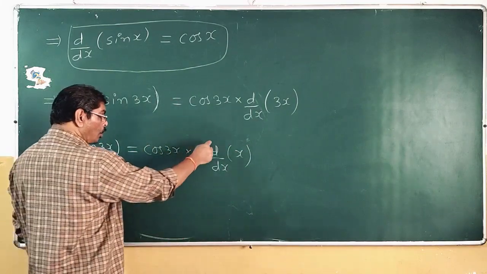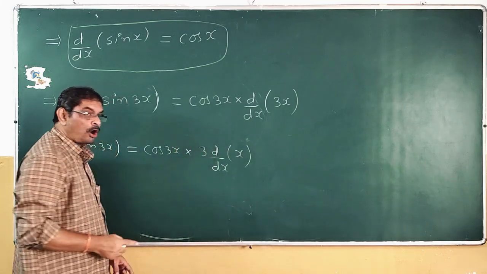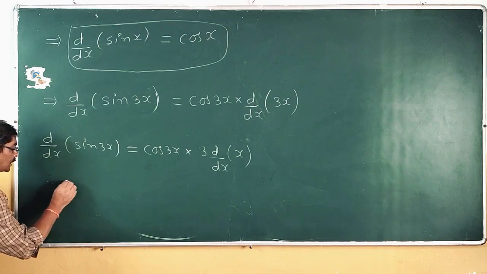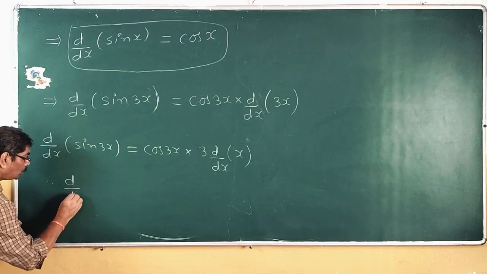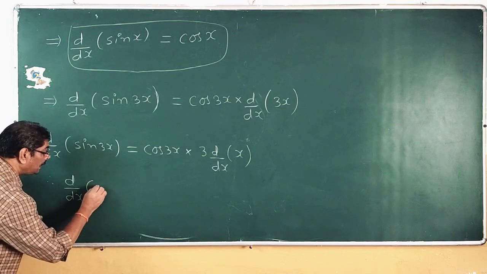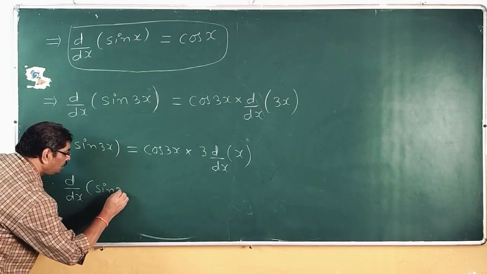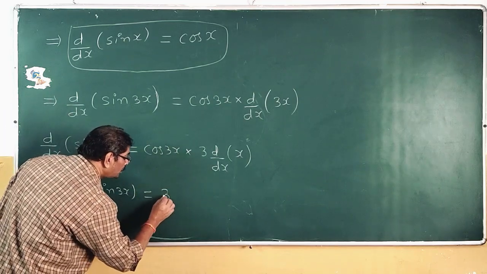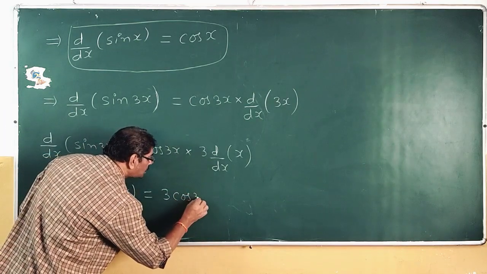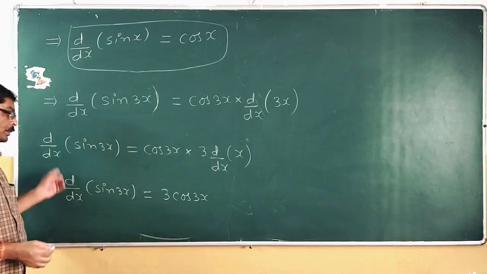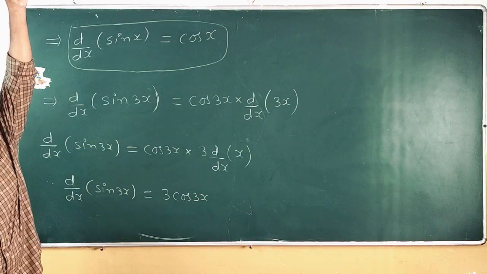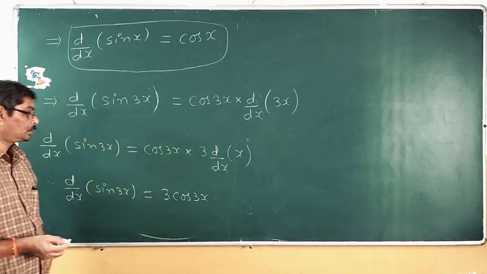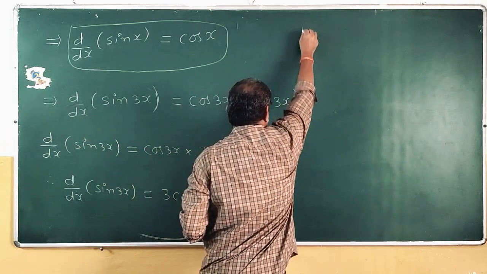And you already know d/dx of x is numerically equal to 1. That's the reason why d/dx of sin 3x will be numerically equal to 3 cos 3x.